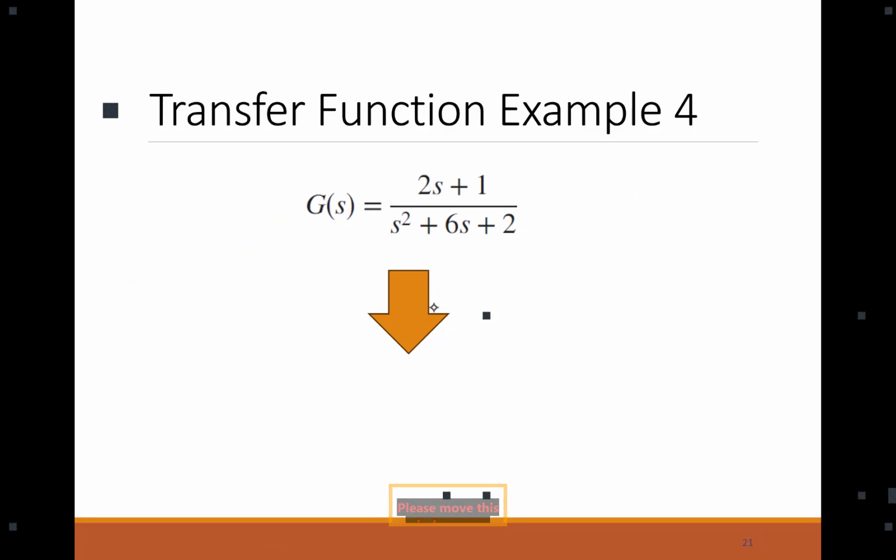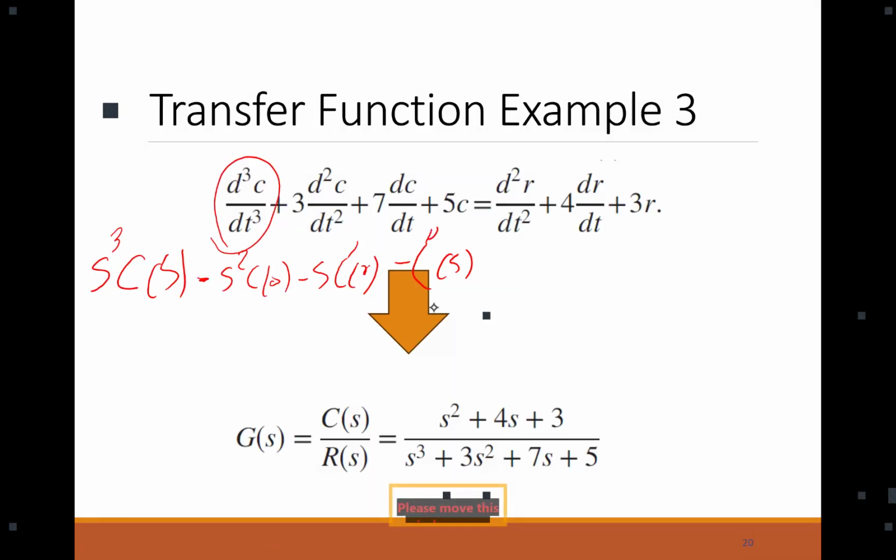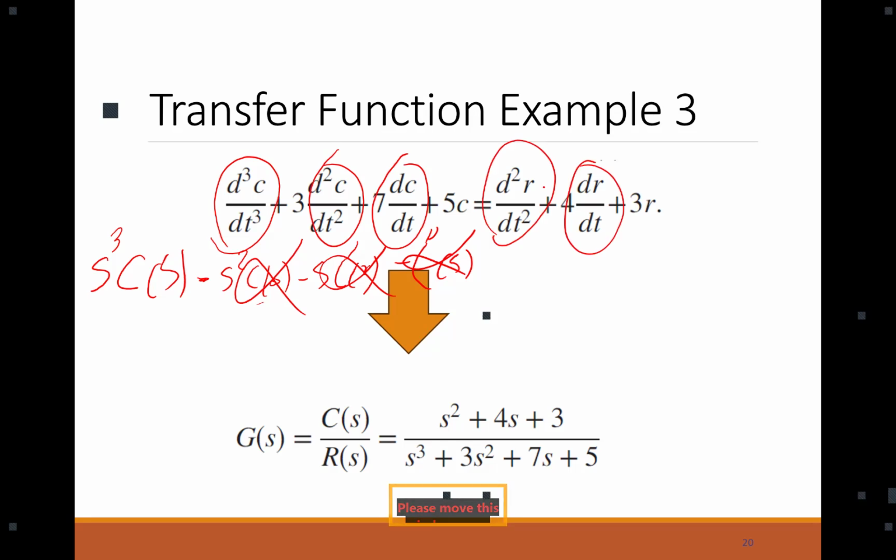Are we good? Now, remember, what was the assumption in the transfer function? That all the initial values are 0. So all these terms are going to be eliminated, and we only have S to the power of 3 times C of S. Same goes for the second order and first order derivatives. So now we have the Laplace transform of this equation.